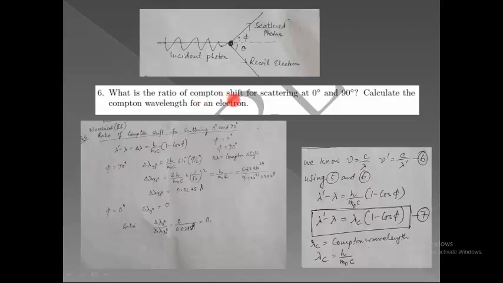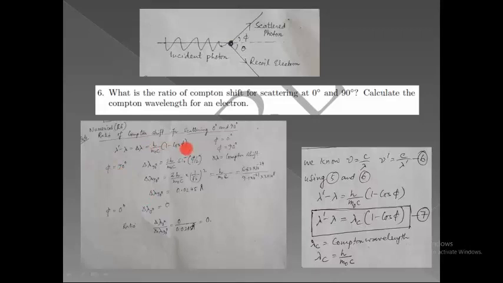Ratio of Compton shift for scattering at 0 and 90 degrees. So scattering at 0 means the photon is scattered at what angle? Once I take phi as 0 degree, once I take phi as 90 degree, and for both cases I calculate lambda dash minus lambda, which is called del lambda, the Compton shift. So I calculate del lambda for 0 degree and for 90 degree, and then take the ratio between them. First, del lambda for phi equal to 90 degree.